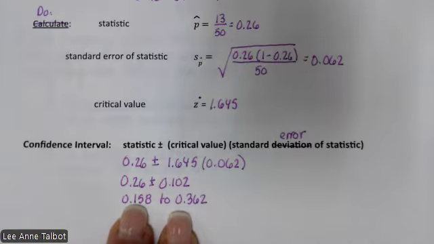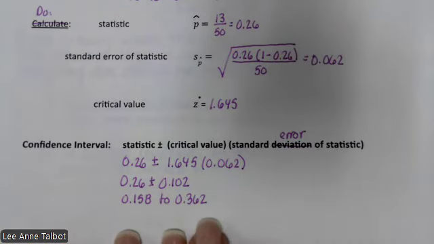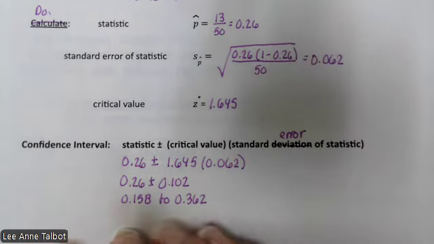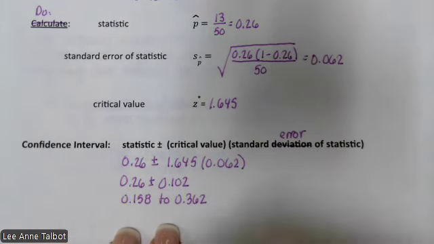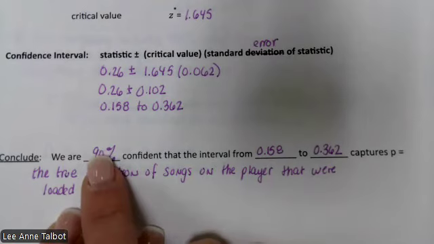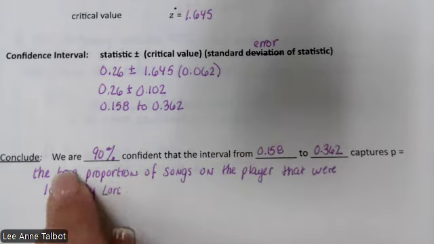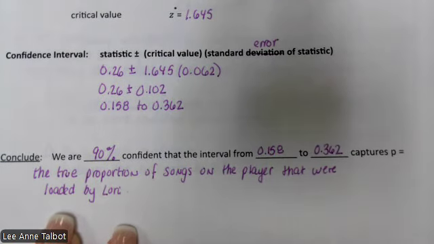Again, make sure yours says around 16% to around 36%. It doesn't have to be exactly the same as me if you rounded differently through your process. Just make sure that it's close-ish. And then I said we are 90% confident that the interval from blank to blank captures P equals the true proportion of songs on the player that were loaded by Lori.